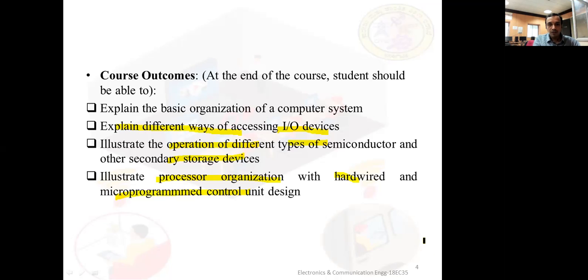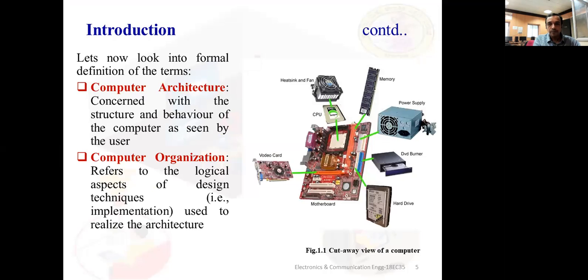Now coming to the module 1 in this particular thing. The module 1 is basically with respect to the definitions and the operations of, in general, a computing system. So for that, we will try to look into 2 important definitions as we are seeing here: computer architecture and computer organization. Computer architecture is dealing with the structure and behavior of the computer.